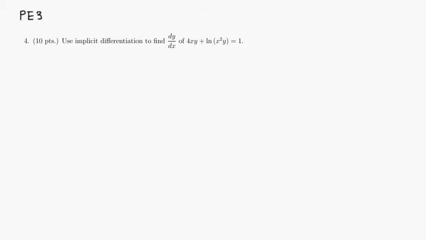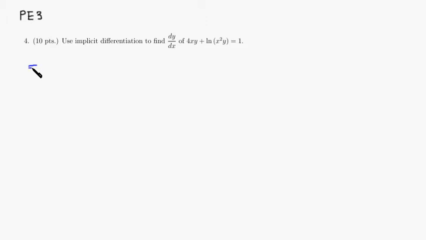Okay, let's look at practice exam 3, problem number 4. We're going to use implicit differentiation to find dy over dx from this equation. So let's do that. Before we take the derivative, I'm going to try to simplify the equation first.